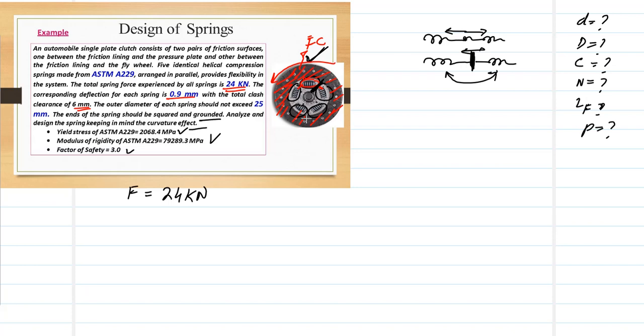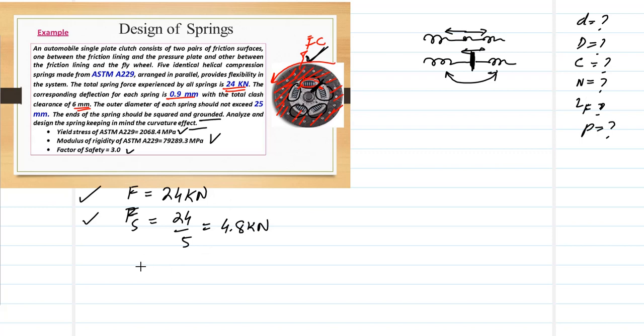Why am I saying parallel? Because in parallel, the total stiffness is the sum of all the stiffnesses, and the load carried by each spring, if we call it Fs, is 24 by 5, which is 4.8 kilonewton. So it's parallel. Every spring will experience an equal amount of force, which is 4.8 kilonewton. Clear? So this is the first and most important point. In many cases in the exam, there could be more than one spring, so you first have to see how many springs are carrying the total load.